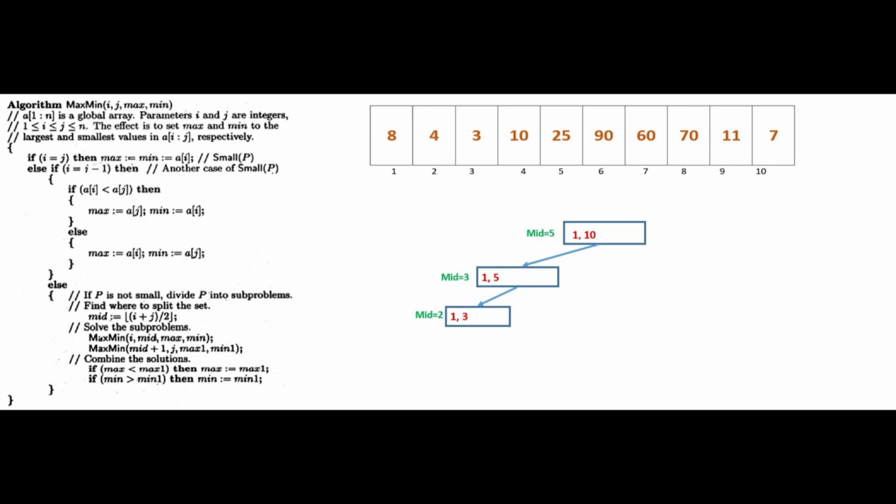Next we have to execute the first recursive call for this algorithm. We pass I, mid, max and min. Values of I is equal to 1, mid is equal to 2. Pass 1 and 2 to the next function. We call the next recursive call with the values 1 and 2.